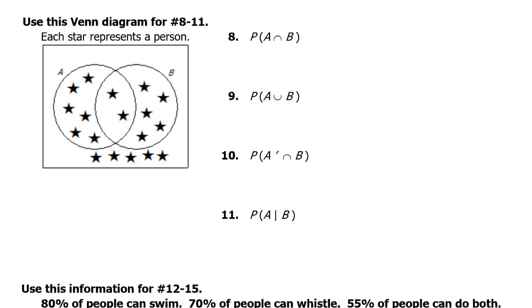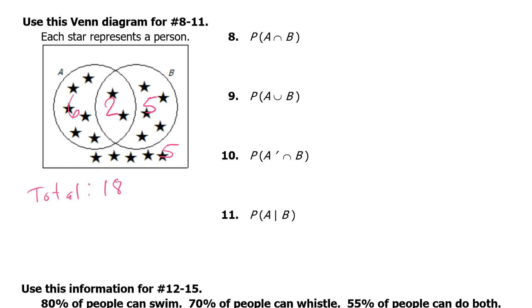The next several problems refer to this Venn diagram right here. Each one of these stars represents a person. I think it will be helpful to put some numbers to this. So in this region, I see that we have 6 stars, so I'm just going to go ahead and write a 6. And here we have 2 stars right here. We have 5 stars in this area over here. And outside in this outer area, we have another 5 stars. So, by the way, that is a total of 18.